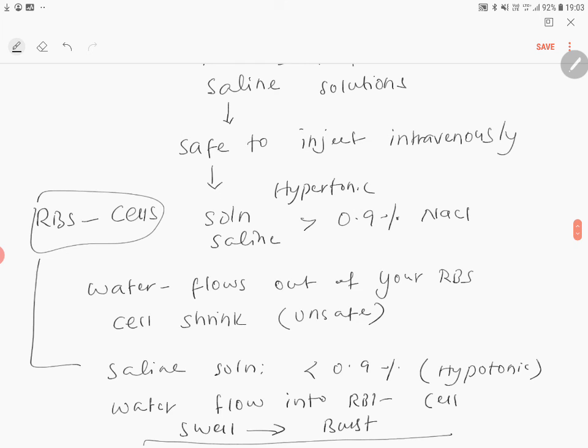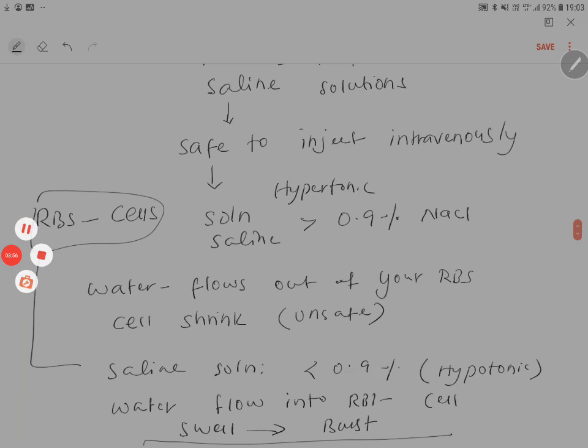Therefore, when you inject saline, the patient should receive only exactly 0.9%. If it is hypertonic or hypotonic, then it is very dangerous.